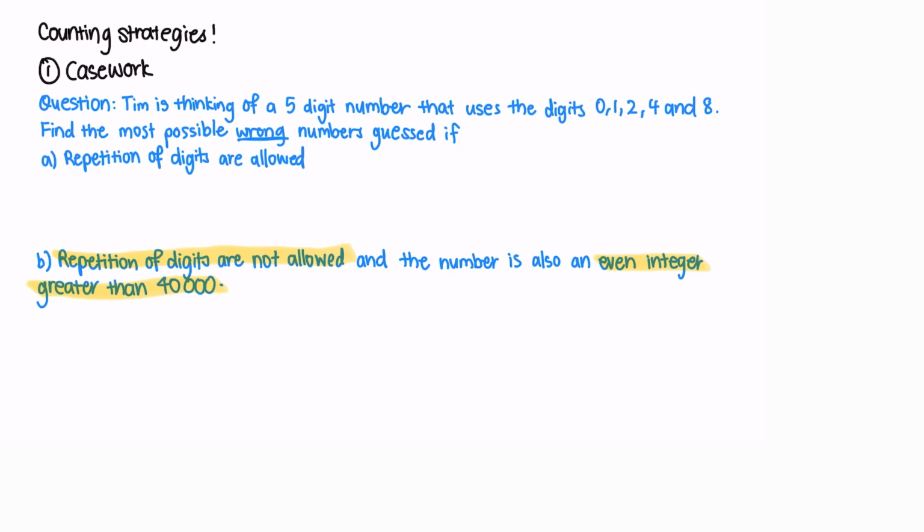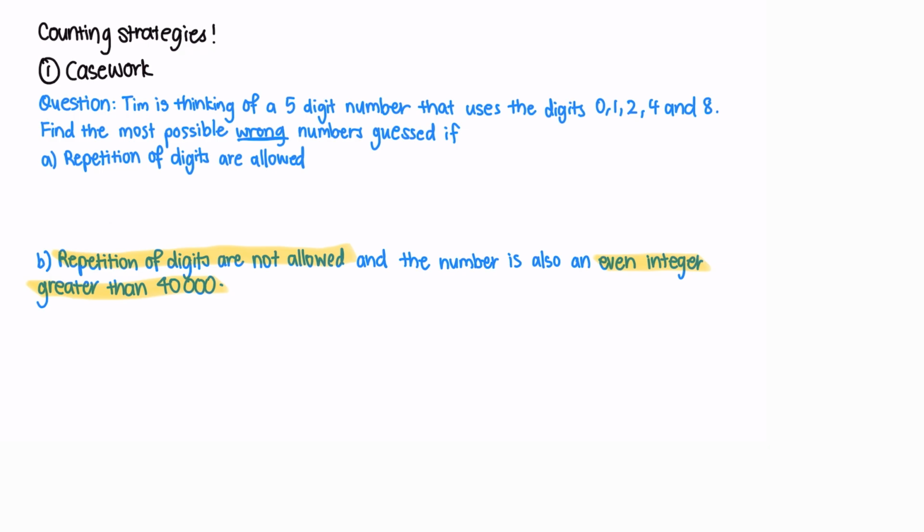Now let's introduce a little bit of counting strategies. The first counting strategy we're going to cover is casework. So what is casework? It's basically splitting what you have into different cases. So you can consider different cases and count the number of ways for each case.